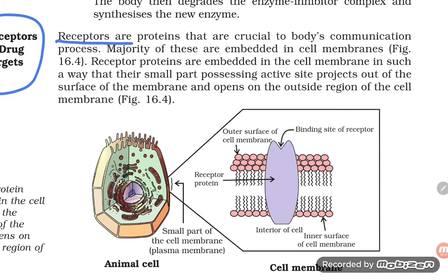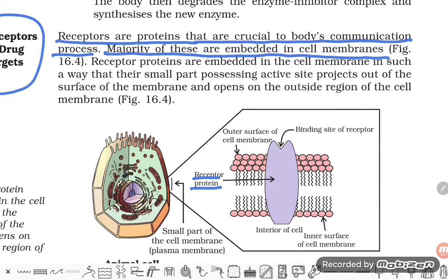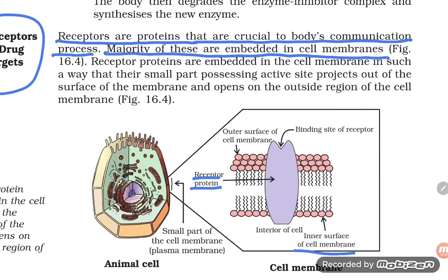They are saying receptors are the proteins that are crucial to the body's communication process. Receptors are what, student? They are proteins. Majority of these are embedded in the cell membrane. So here this is the cell membrane, student, and they are embedded in this.